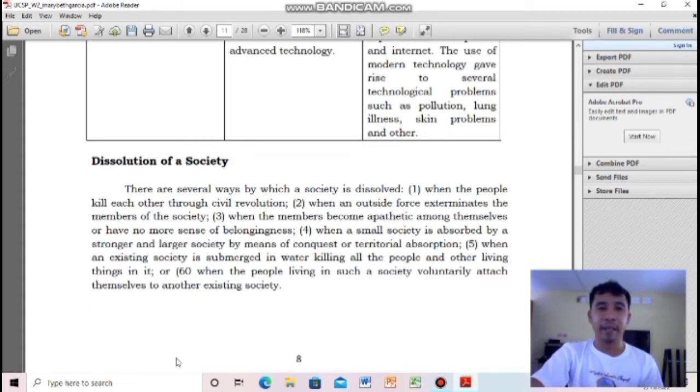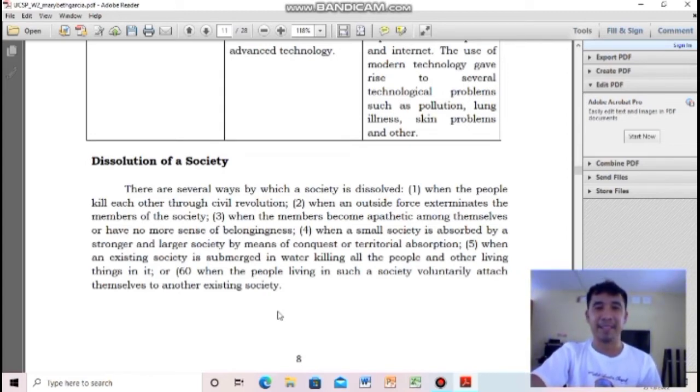Okay, number 3, when the members become apathetic among themselves and have no more sense of belongingness. O kumbaga, madulaan ka na sang rason nga magpabilin, tamad ako magkabuhi sa sini nga lugar. Indi ako maging Filipino na. So, we become apathetic or we don't have any sense of belongingness. Usually, we will end our life.